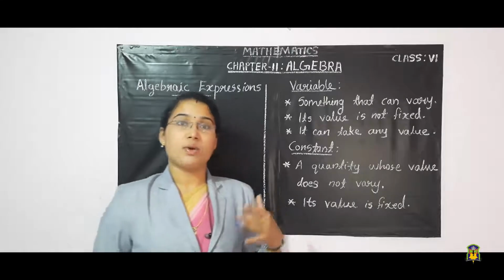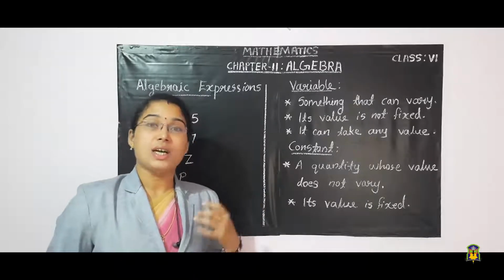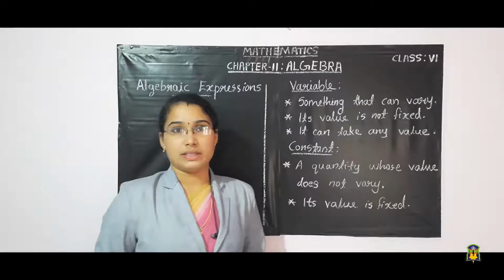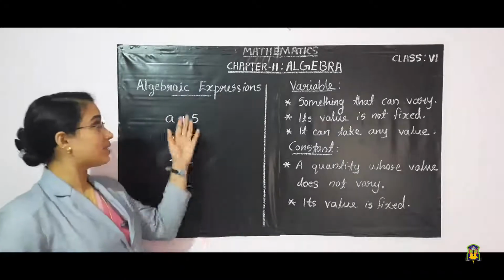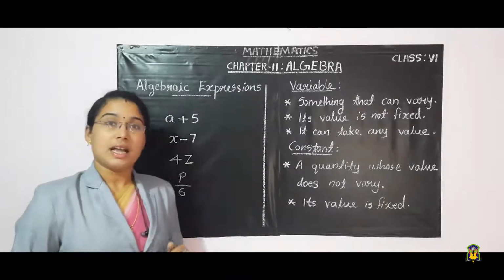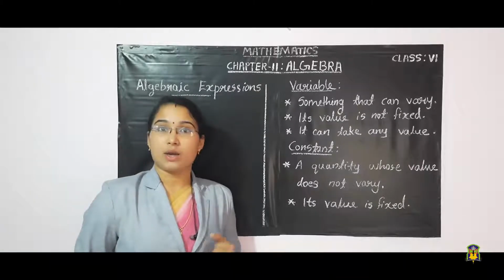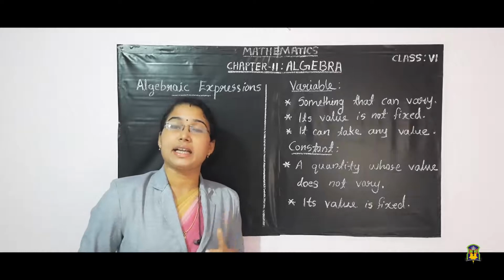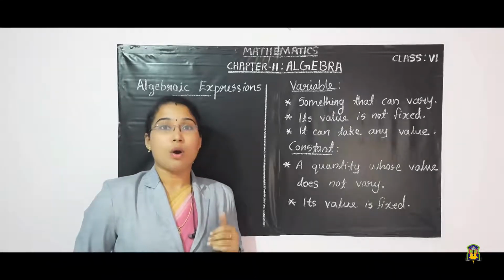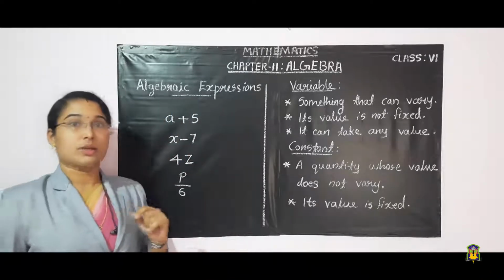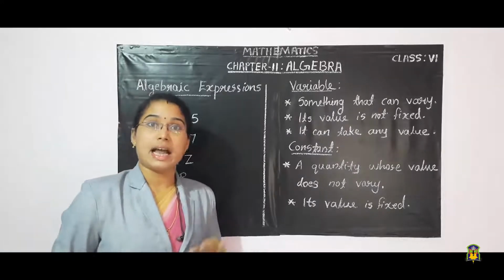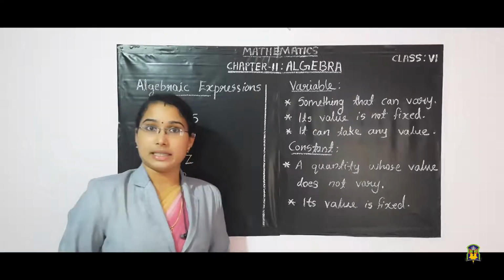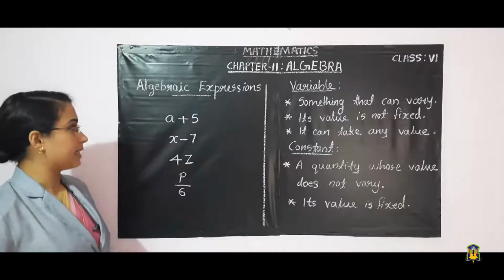Okay. So what is algebra? Algebra deals with the variables and constants. Now let us discuss what is an algebraic expression. An expression consisting of variables, constants and mathematical operators is called an algebraic expression. So variables, constants and mathematical operators are there. Okay. So here are some examples.